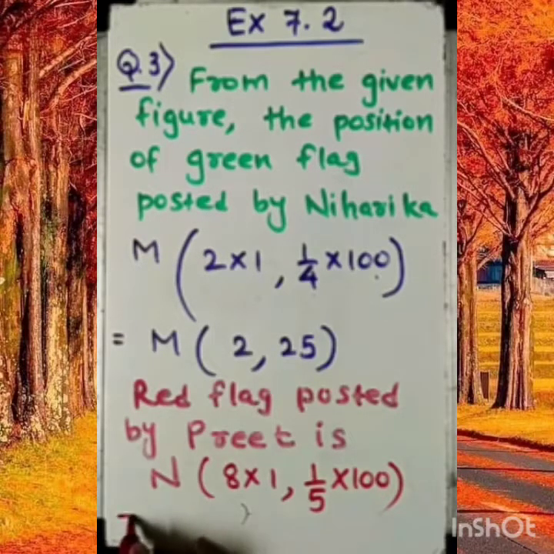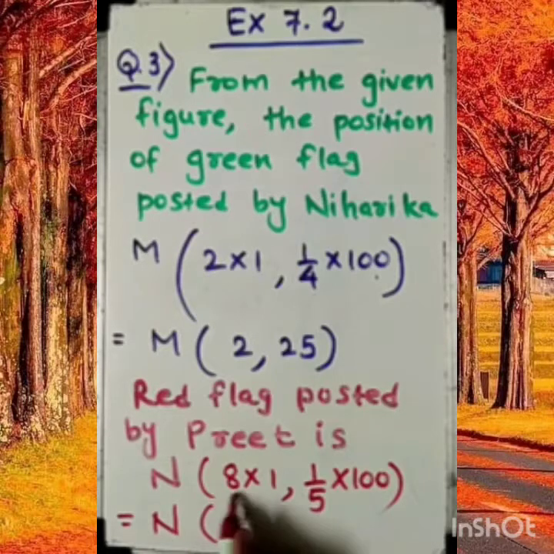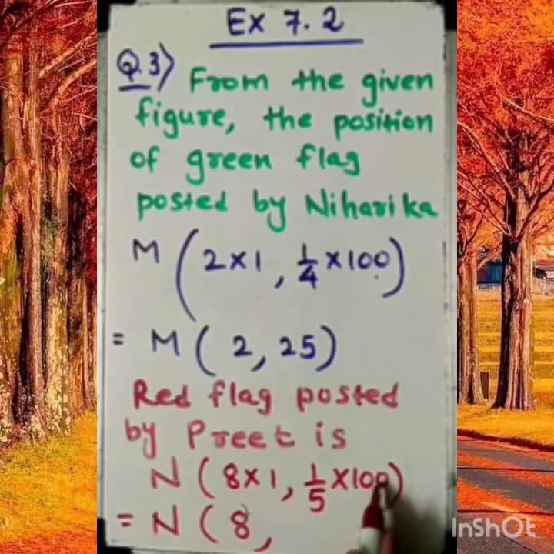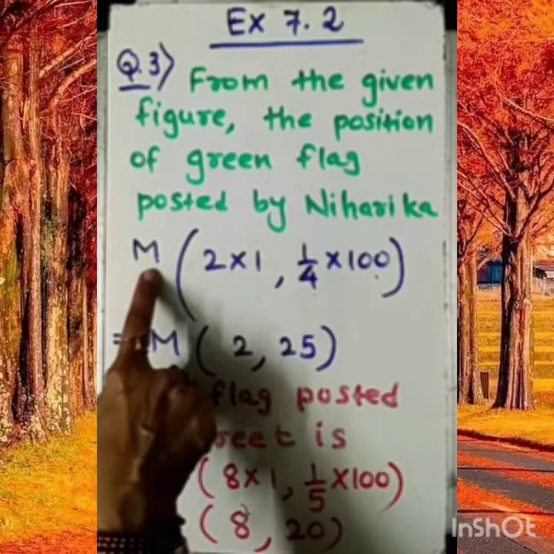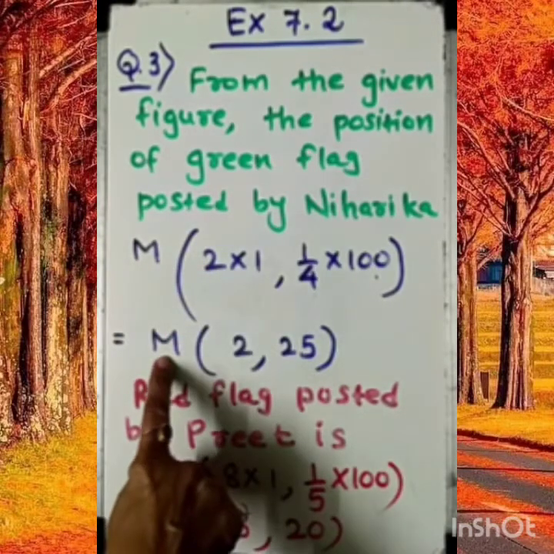So dear student, I can say the coordinates of N will be 8, and the fifth part of 100, that is 20. So the coordinate of point N will be (8, 20). So finally we have the coordinates of points M and N with us.